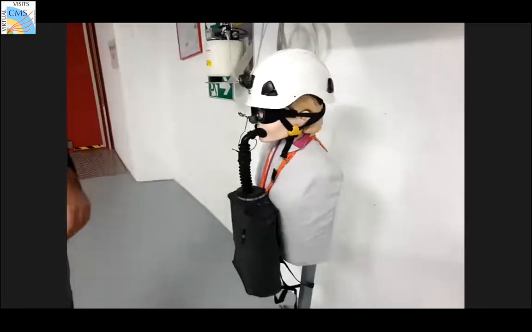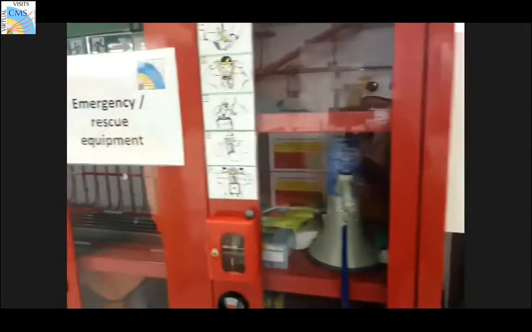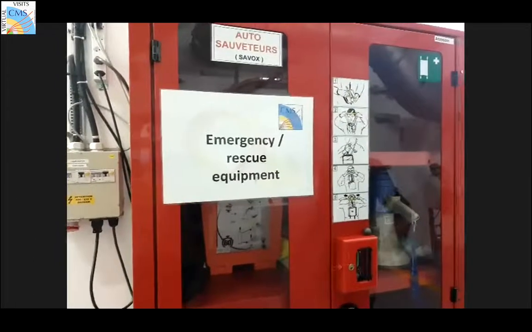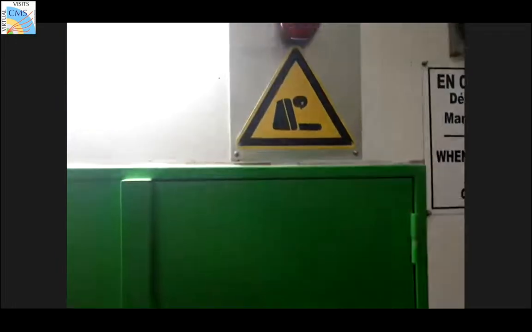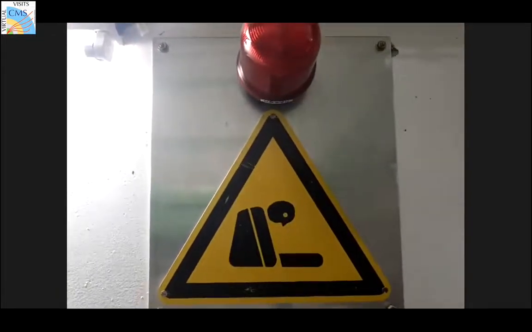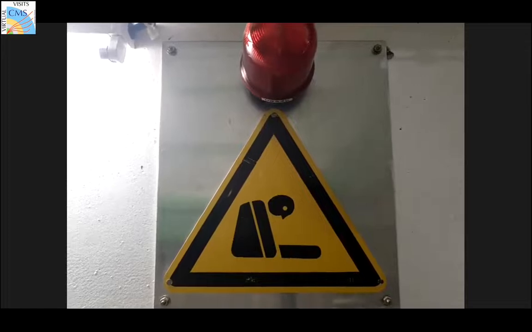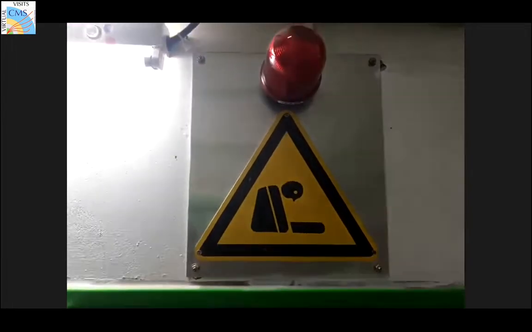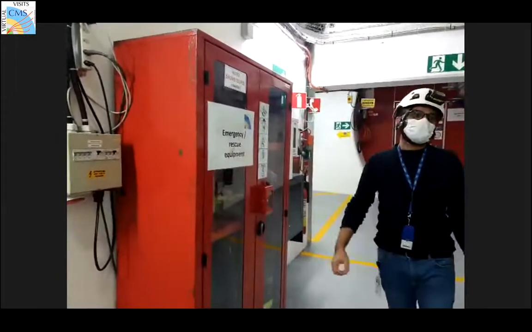This kind of equipment is readily available in all the facilities underground in these cabinets. In any case of emergency, one can take them out and use them, and it's relatively easy to use this equipment. So this is the sign here, and you see a red light over there. Clearly from this sign, you can see that this is the sign for oxygen deficiency. If this light is blinking, it means that we need to take out the self-rescue mask from these cabinets and put it on as soon as possible.